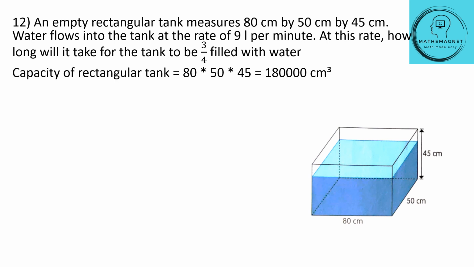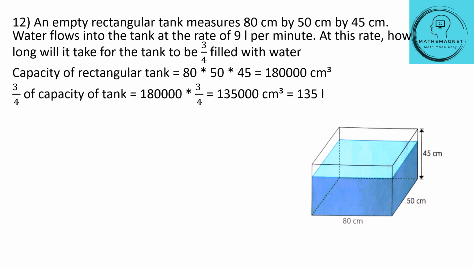Now let us first find out what is the actual capacity of the tank using the measurement of the edges. That is 80 into 50 into 45, which is 180000 centimeter cube. That is 1,80,000 centimeter cube is the actual capacity of the rectangular tank. Now for 3/4 capacity of the tank, we will have to multiply this into 3 by 4, which will become 1,35,000 centimeter cube. That will be the 3/4 capacity of the tank, which is also equal to 135 liters.